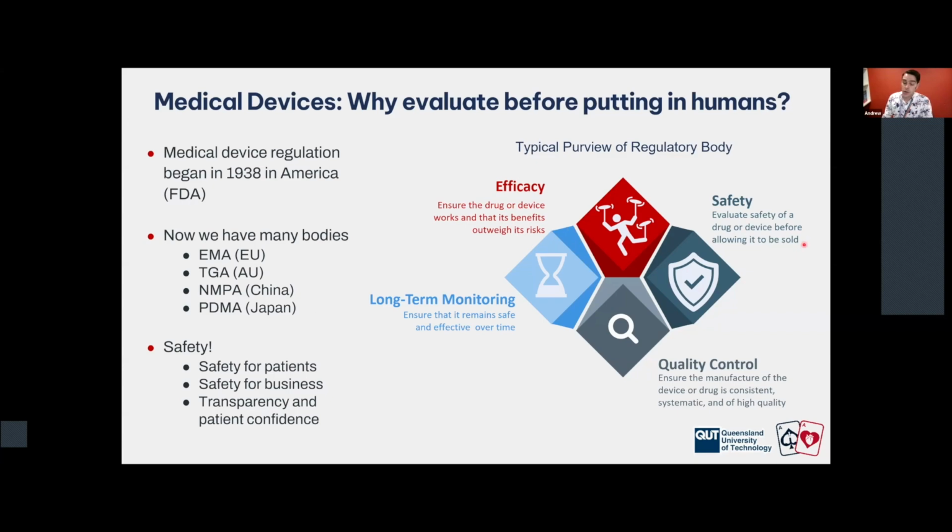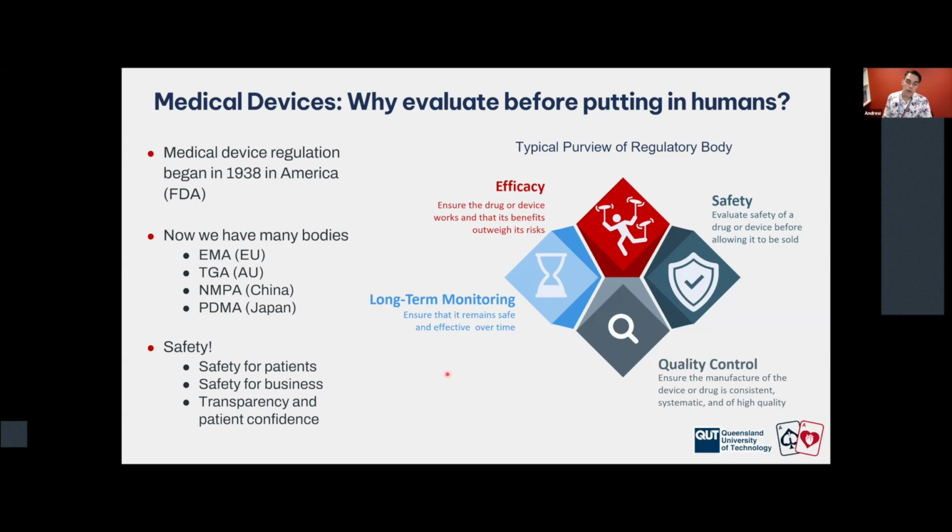That it's safe. Not only does it benefit the patient, but it's actually safe to be used. Quality control, so that your device is consistently manufactured in a systemic and high quality way. You can't just give the FDA one device to look at and say, this is the standard for all devices. You need to have systems in place to ensure that everything is consistent throughout your whole manufacturing process.